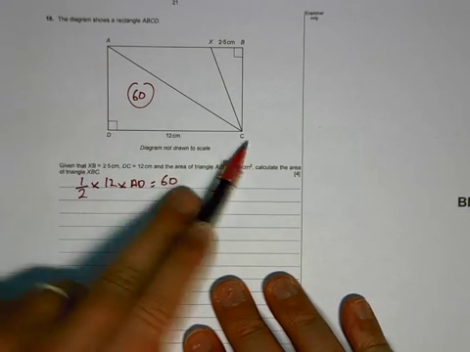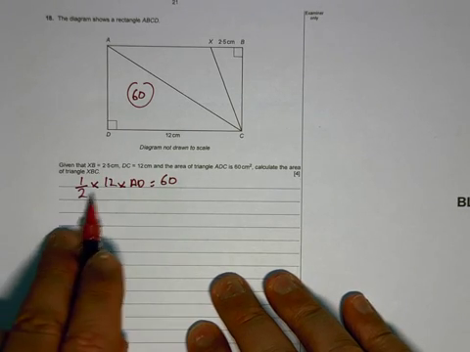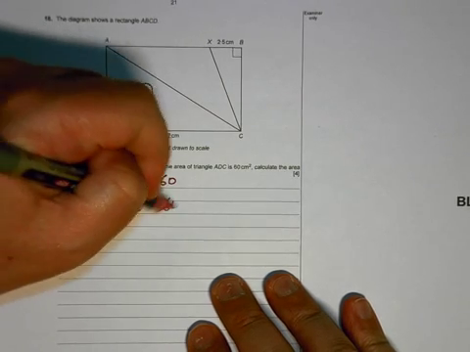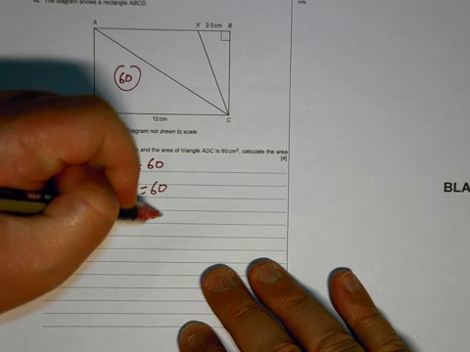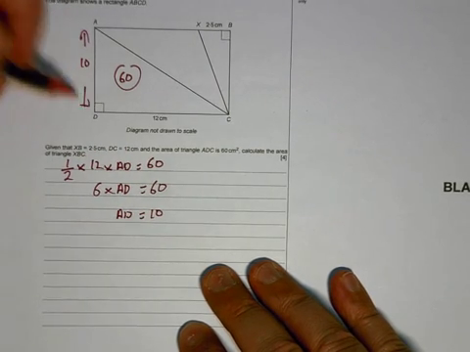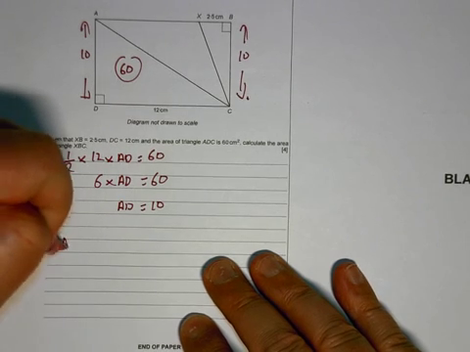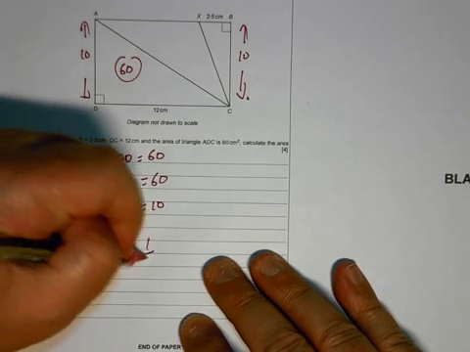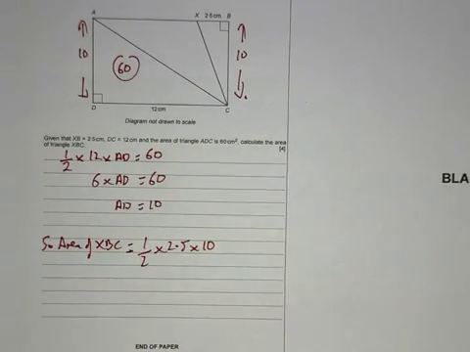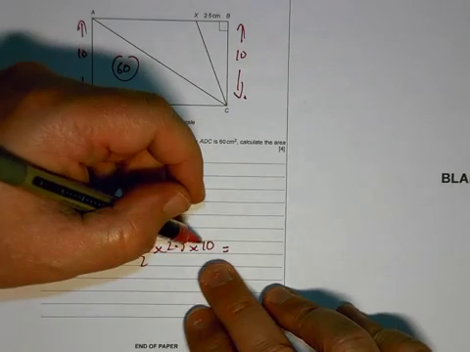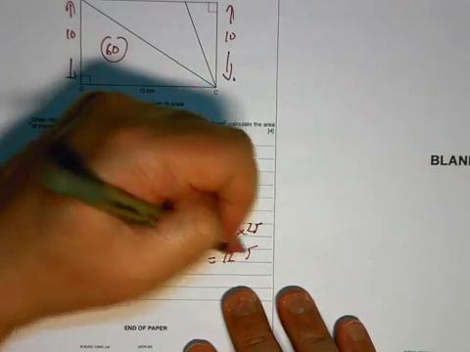So we're working with triangle ADC. Half base is 12 times the height, which I don't know, is 60. Half of 12 is 6. So if that's an equation, to get the AD on its own, I'm going to divide by 6. So AD equals 10. So if that is 10, that is 10. So the area of XBC will be a half base 2.5 times height, which is 10. 10 times 2.5 is 25. Half of 25 is 12.5.